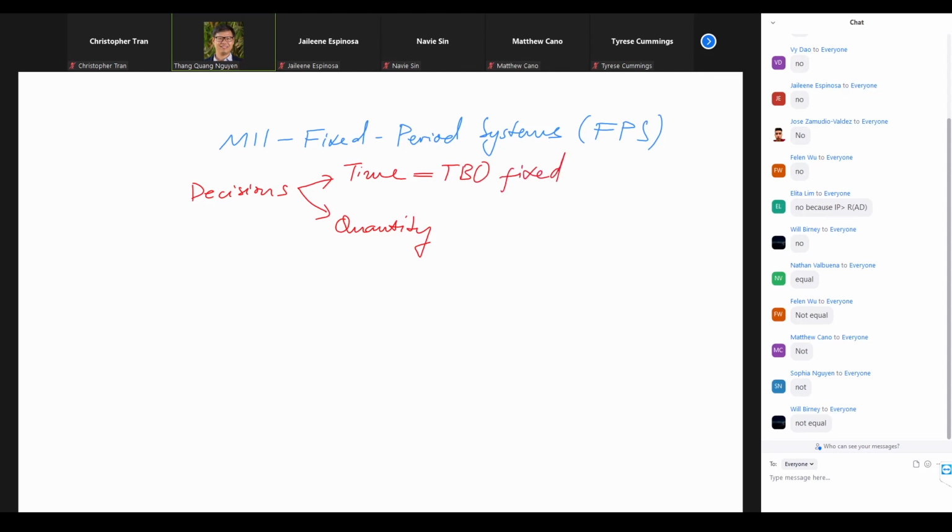We fix the time. In module 10, we allow the time to vary, right? And in this case, the quantity we allow it to vary depending on the demand. Okay, so that's the crucial difference between module 11 and module 10. Right, we totally switch or reverse the orders of time and quantity. All right, so to do this, we would learn about the FPS model.